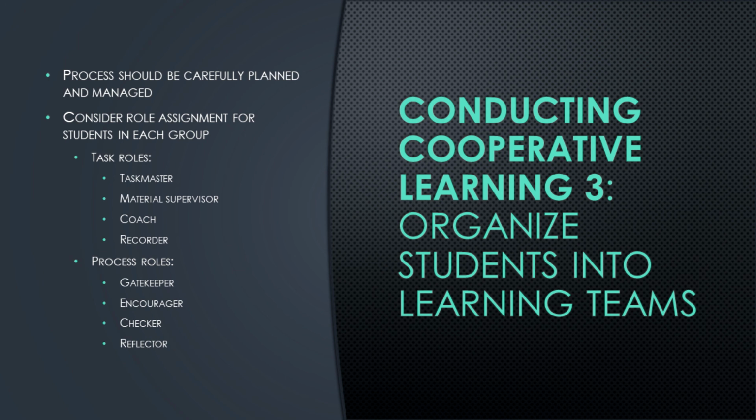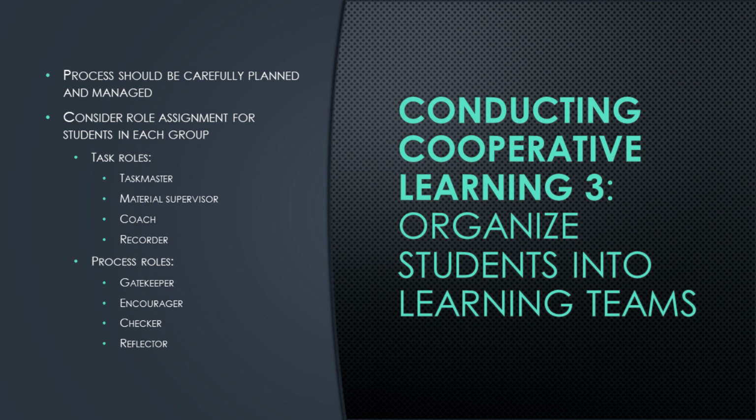Then we have the process roles, beginning with the gatekeeper. The gatekeeper helps members share airspace so everyone gets to participate and nobody gets to dominate. Next, we have the encourager, who encourages reluctant members of the group to participate. They give praise and appreciation for accomplishments, but they should be careful to be genuine in their praise so it doesn't backfire. Then we have the checker, who helps members of the group check for understanding.